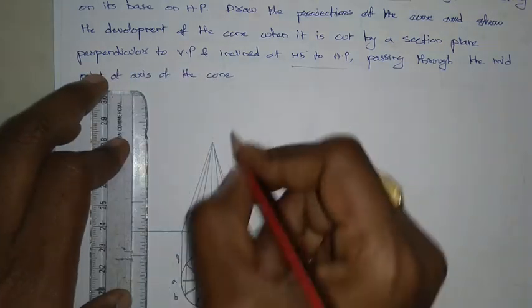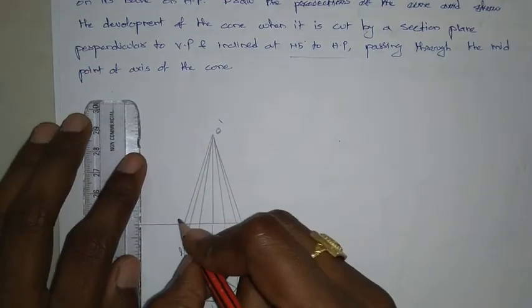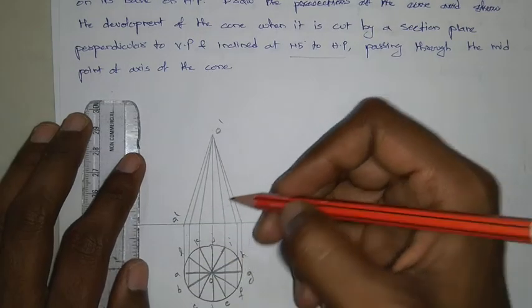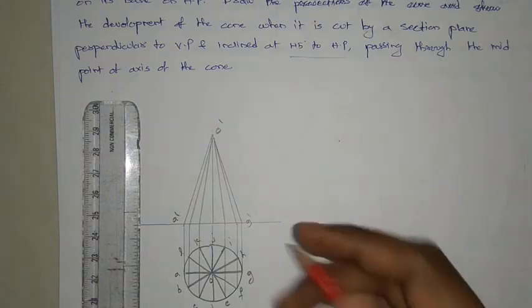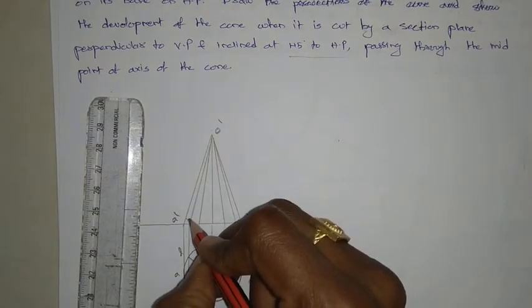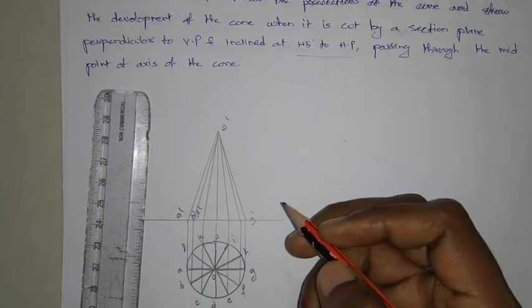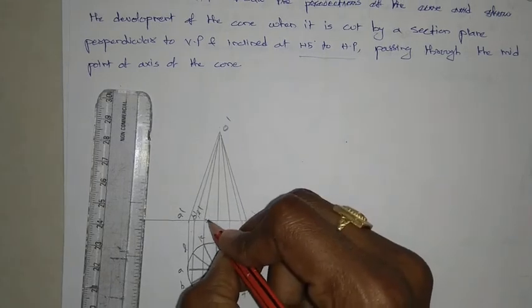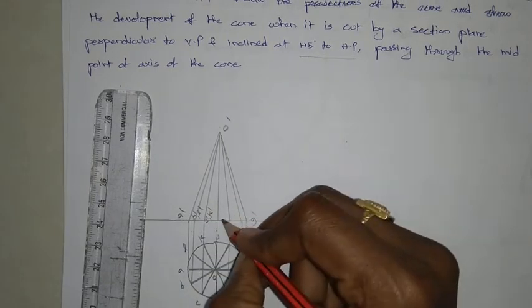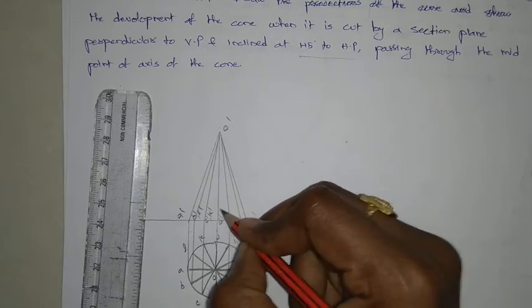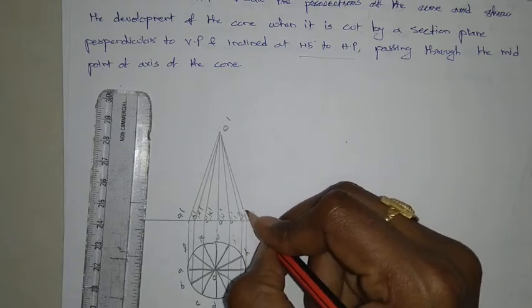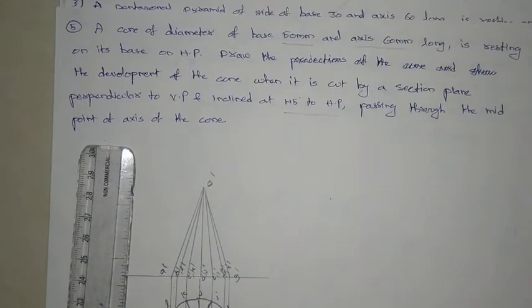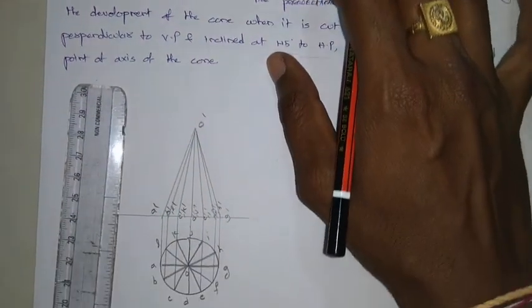So the top is O, this is O dash, and here you are going to get A dash, and the next one is this is G dash. So like that you have to mark the points in the front view. And next one is B dash, L dash, C, comma K, D dash, J dash, next one E, comma I, F, comma H dash. So this is the front view and top view of the cone which you have got.